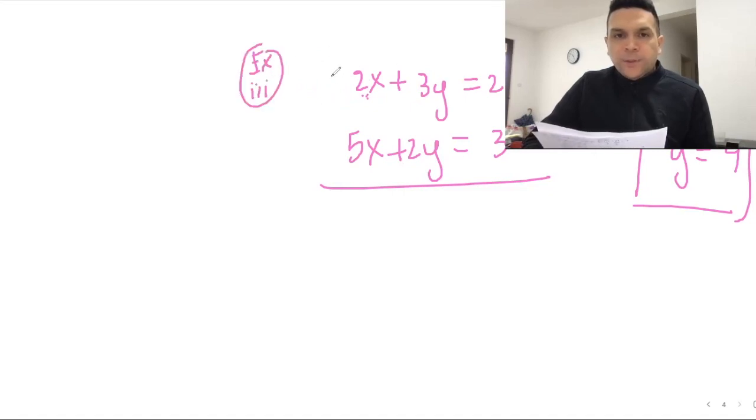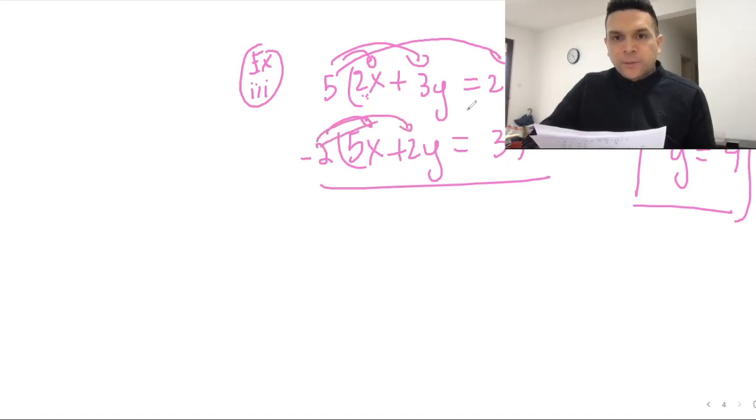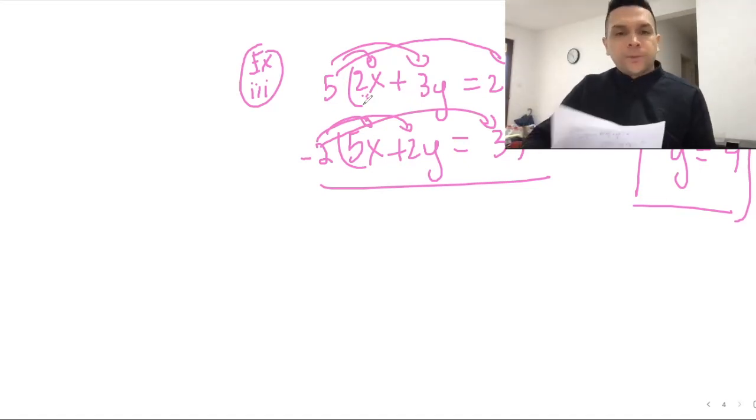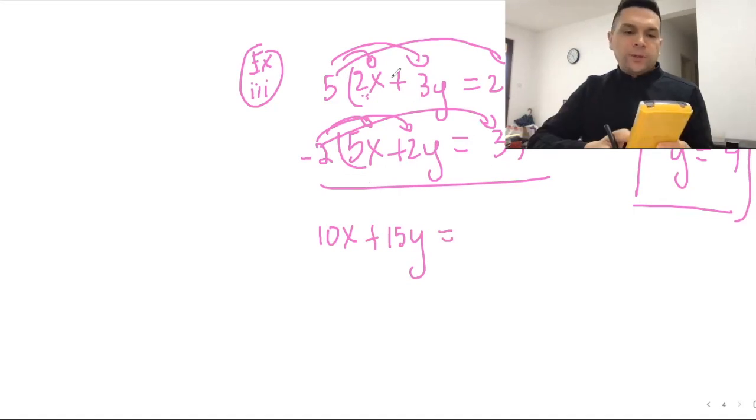If I multiply all of this by 5, that means I have to multiply every single element in the expression. And I multiply this by -2, I'm going to get a +10 here and a -10 here, right? And when I combine those two, x will become 0. So this would be 10x, 5 times 2x. 5 times 3y will be 15y. And 5 times 21 is 105.